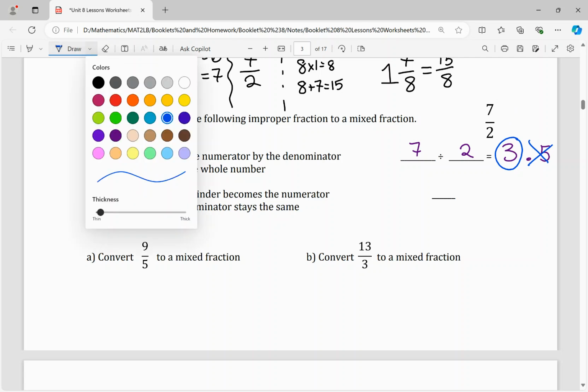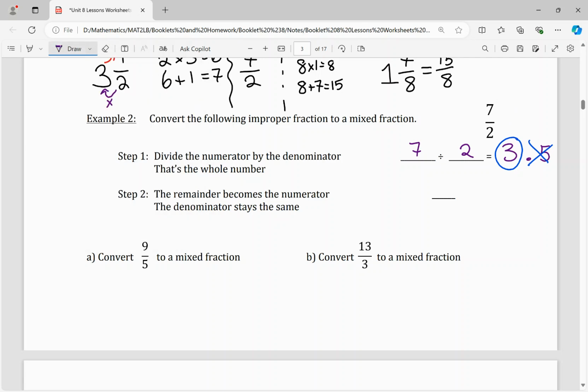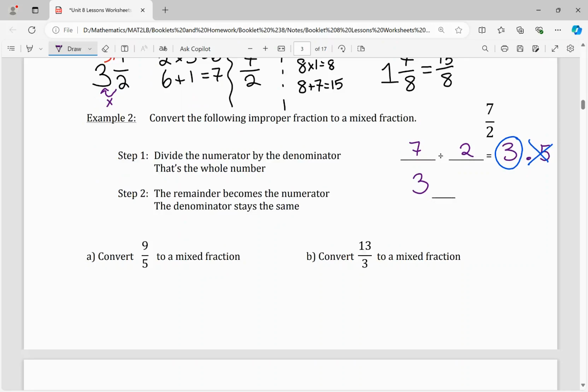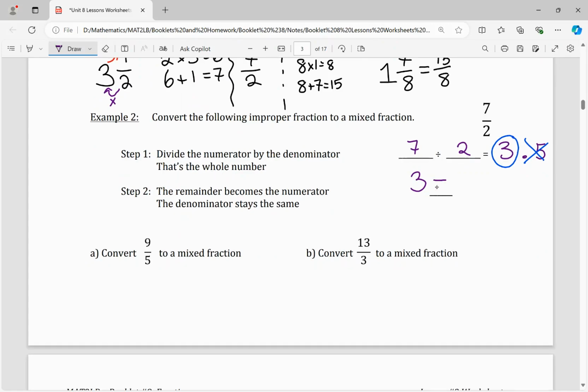So what does that mean? That 3 is going to be our whole number. That's our big number that's on the left. Next, we need to decide what our fraction has become. Well, the fraction is still going to have 2 in the denominator, but the numerator is going to change because we've removed 3 groups of 2. We've removed 6.